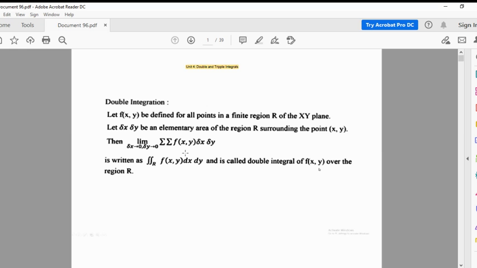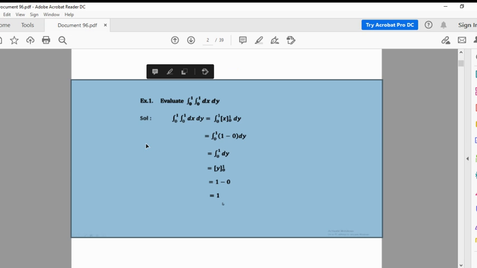Now this is the definition of double integral. Instead of this definition, you can solve the example in a very simple manner. This is the first example.